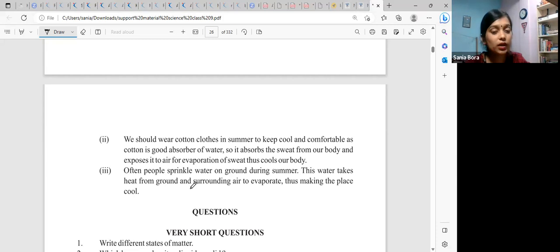This water takes heat from the ground and the surrounding air above it, thus making the place cool. For example, especially in rural areas, where they are sleeping on the floor, they will sprinkle water there. Why? Because if the entire day it is hot, the land is absorbing all the heat. But when they sprinkle water, it will evaporate, and along with the evaporation, it takes the heat of the ground. And automatically the ground where they plan to sleep will be a cooler space. Clear? Okay.